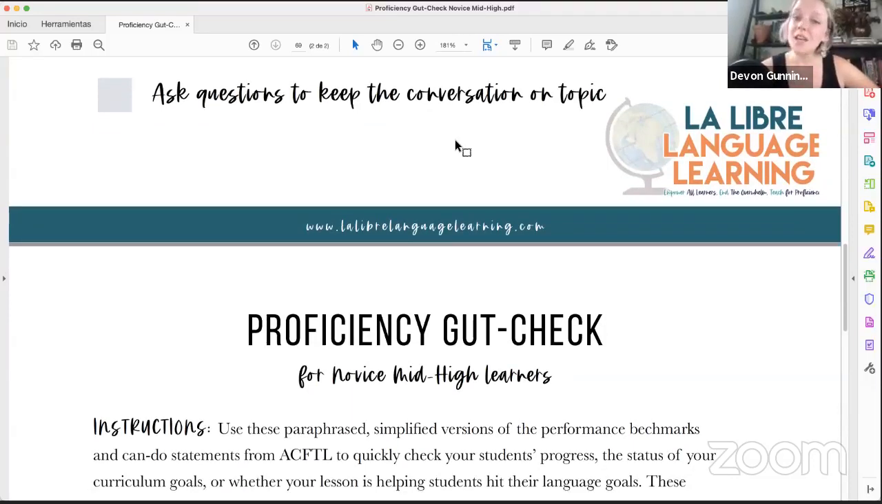Asking questions to keep the conversation on topic. Oof, what a game changer, right? That is where rejoinders really come into the mix.